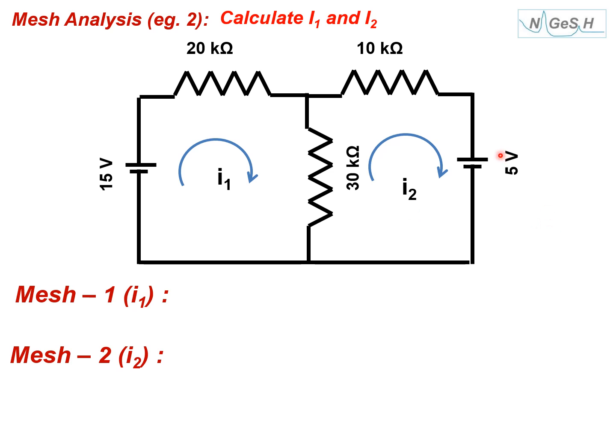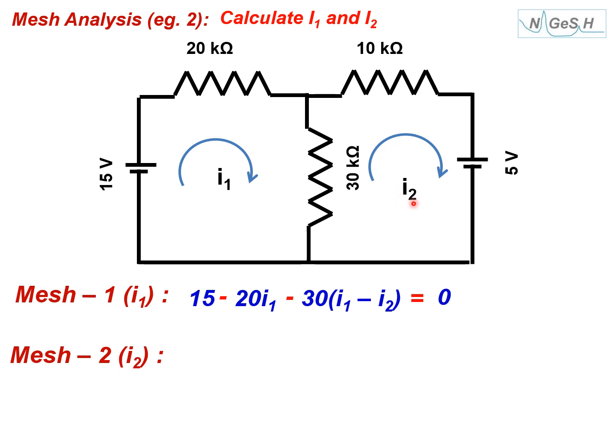I have a battery here. Now let's see what mesh analysis is. Mesh analysis says, and mesh equations we have to write. Mesh equation I am writing for mesh 1: 15 minus 20 times I1 minus 30 times I1 minus I2 equal to 0. One equation.